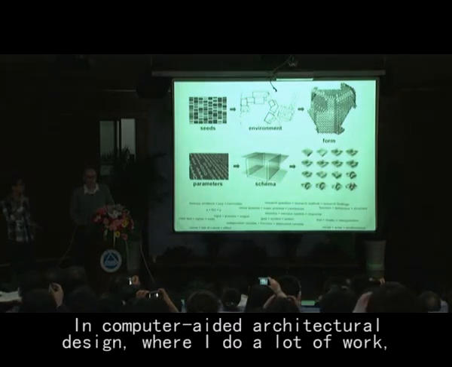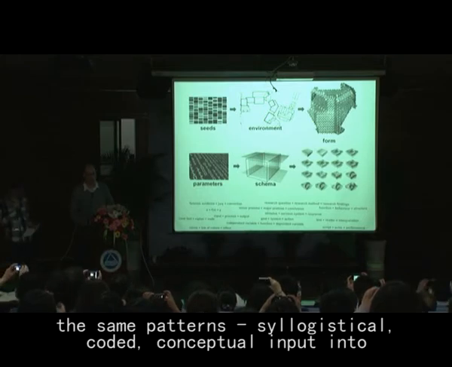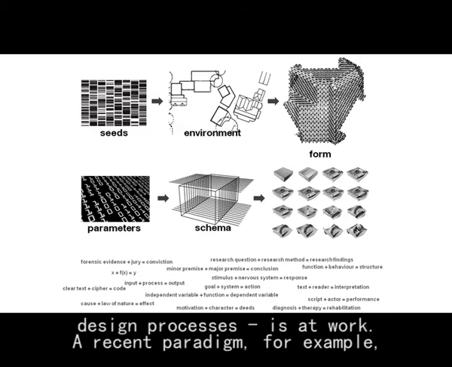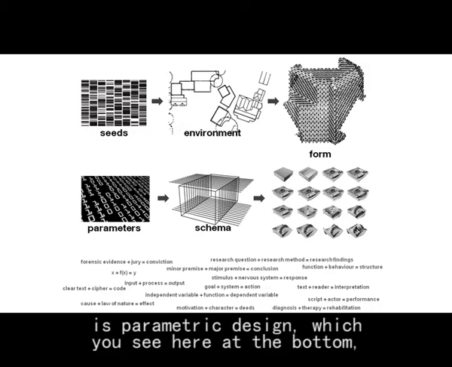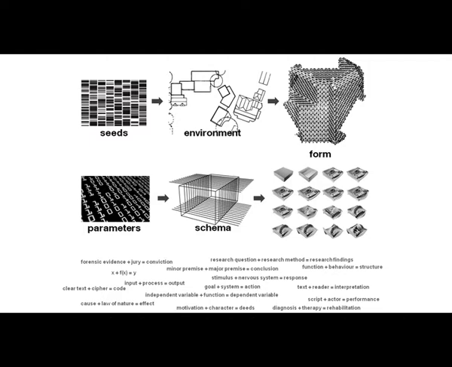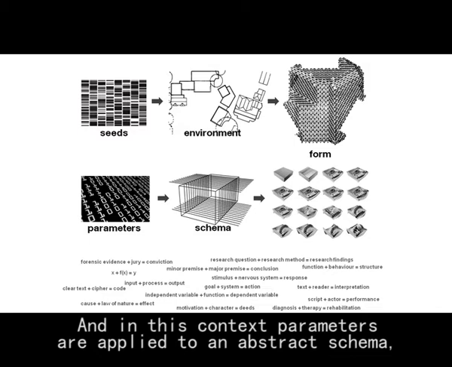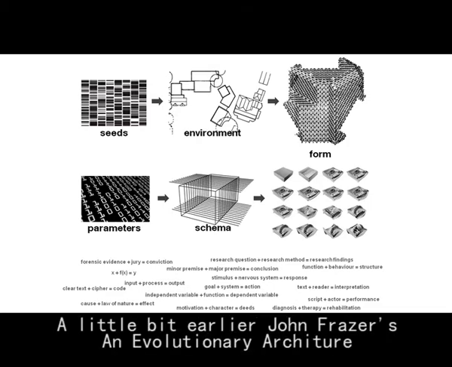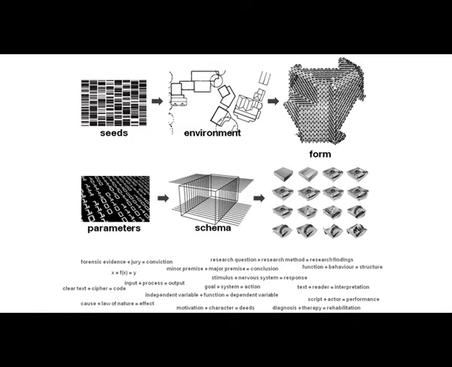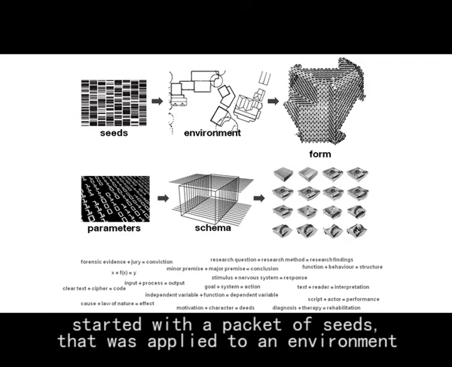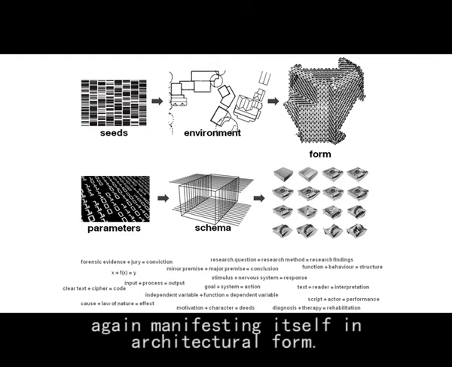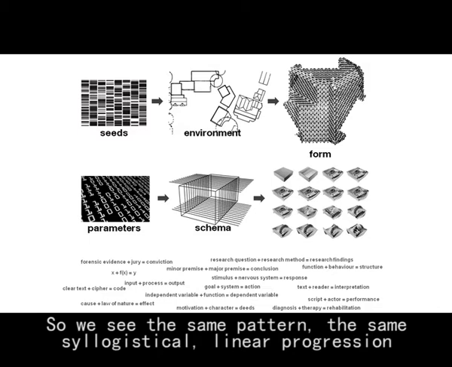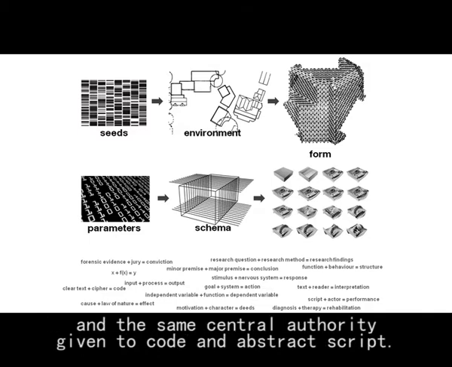In computer-aided architectural design, where I do a lot of work, the same patterns, syllogistical, coded, conceptual input into design processes is at work. A recent paradigm, for example, is parametric design, which you see at the bottom, invented by Professor Mark Burry in Australia. And in this context, parameters are applied to an abstract schema manifesting itself in architectural geometry. A little bit earlier, John Frazer's evolutionary architecture started with a packet of seeds that was applied to an environment, again, manifesting itself in architectural form. So we see the same pattern, the same syllogistical linear progression, and the same central authority to code an abstract script.